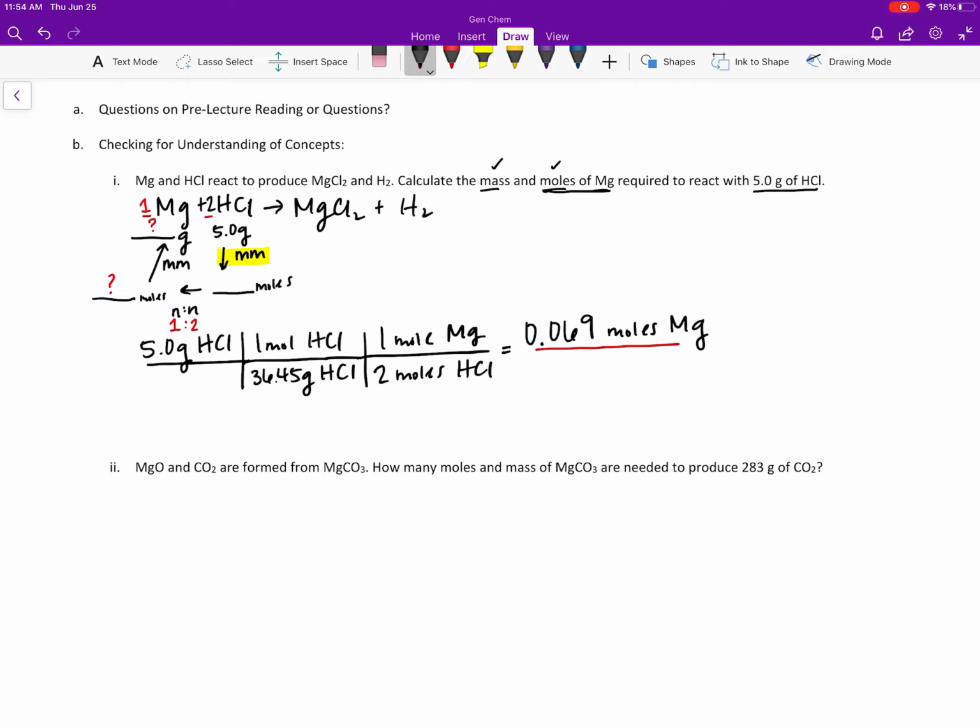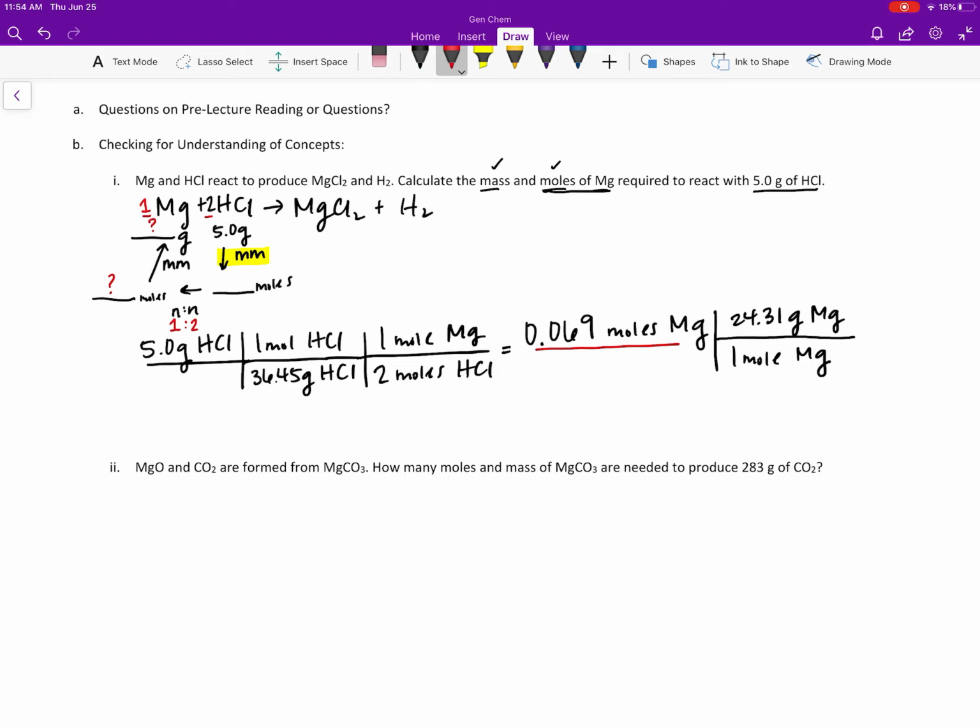Now I'm going to convert this from my moles of magnesium to grams of magnesium using the molar mass of magnesium. So for every 1 mole of magnesium, the molar mass of magnesium is 24.31 grams.